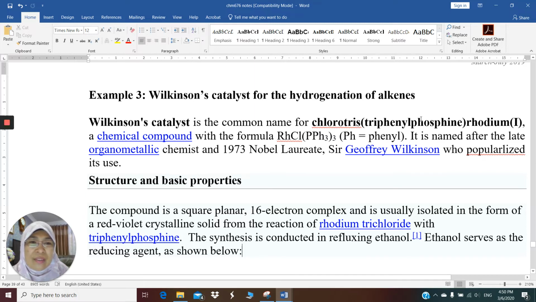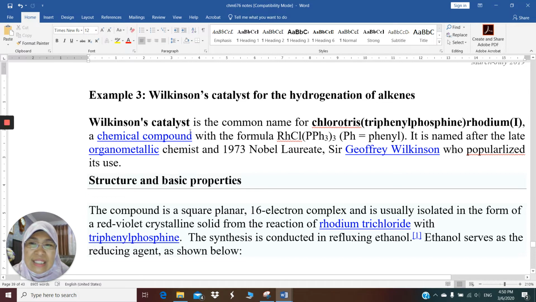Alkanes have a very low melting point compared to alkene. Alkene is more fluid, more liquid. So hydrogenation of alkene can also be carried out using coordination compounds. One of the examples is using the Wilkinson's catalyst.